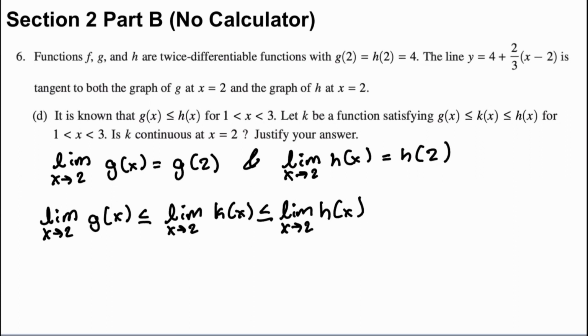And we've already established that the limit as x approaches 2 of g of x is 4. And we know that the limit as x approaches 2 of h of x is also equal to 4, which means that the limit, I should write this down a little nicer. The limit as x approaches 2 of k of x has to equal 4 in order for this inequality to work. So we can explicitly state this out here.